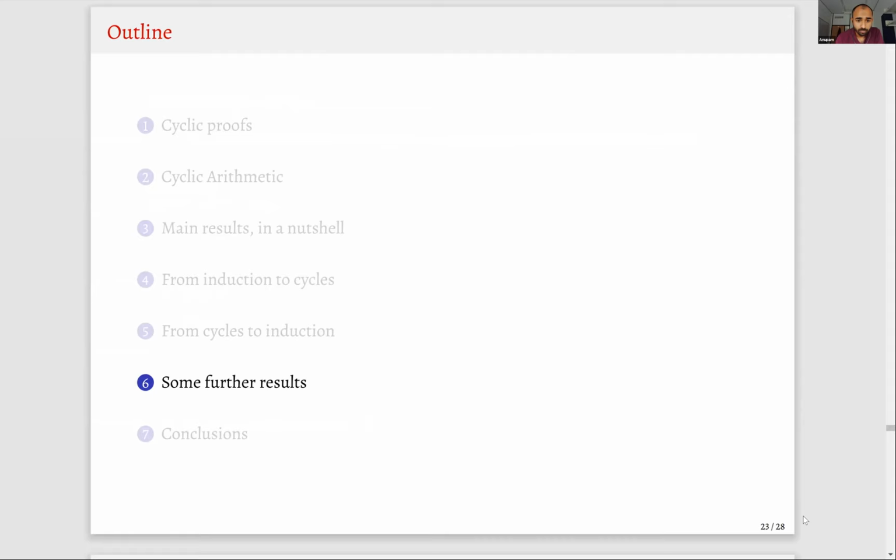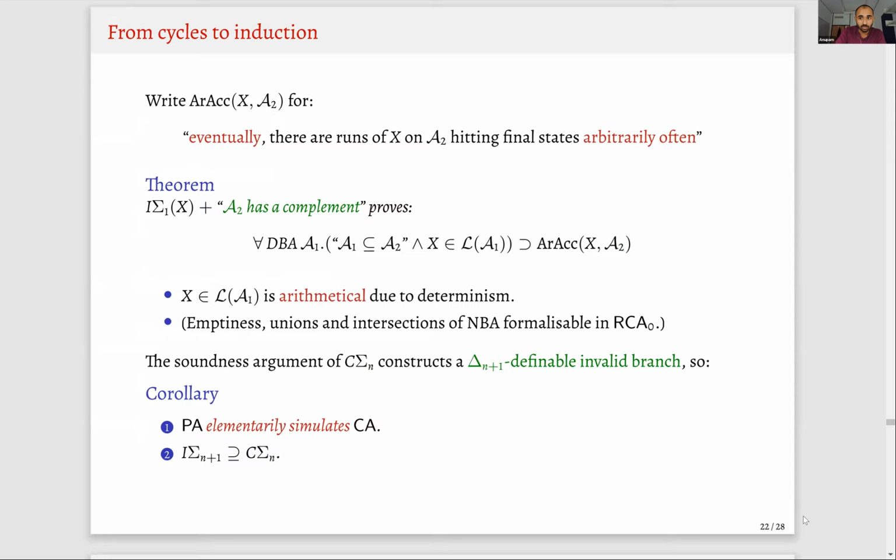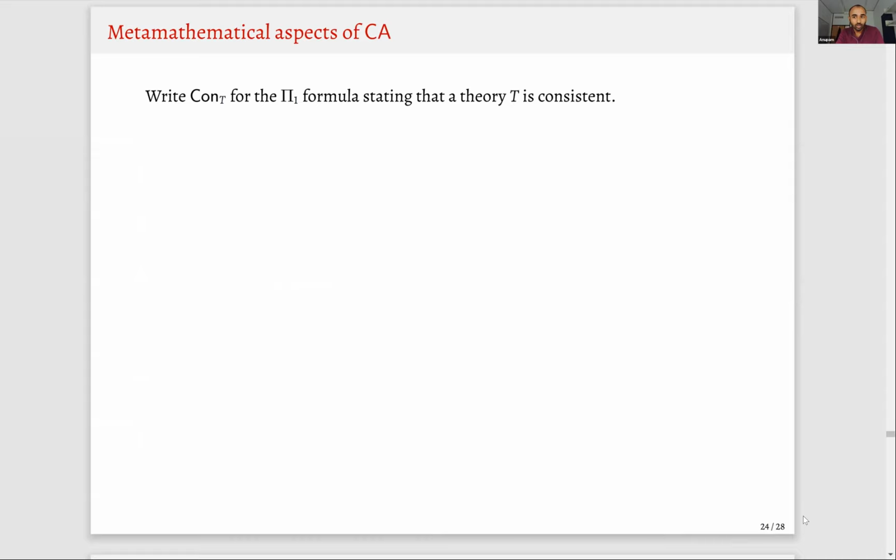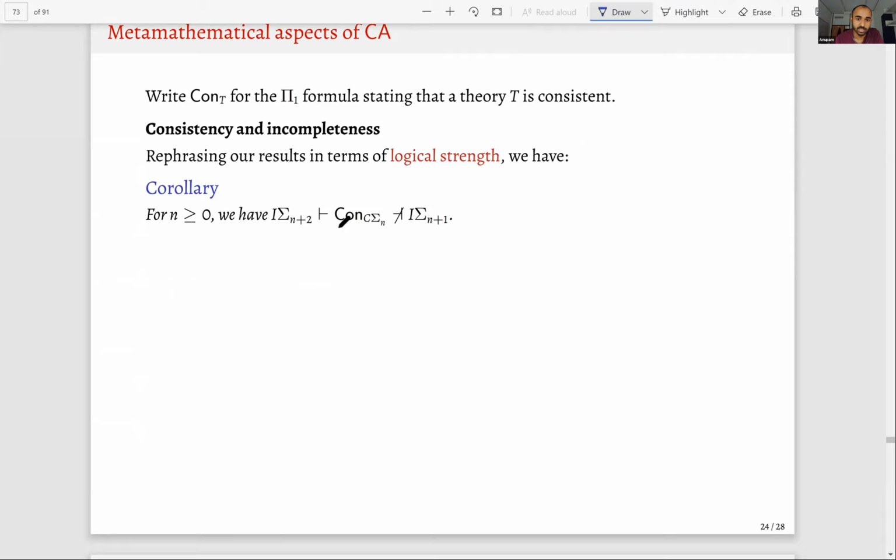So I just want to give some further results. Now, because we have a bit more uniformity in this, we actually gain a metamathematical account of the theory of cyclic arithmetic. Now, that might be meaningless to some people, but what I do want to do is give an application of that, which could be interesting in its own right. We can show that the consistency of cyclic reasoning is bounded below and above by I sigma n plus one and I sigma n plus two. This follows by just formalizing the results of this work. So this really gives us a sort of reverse mathematical account of the strength of cyclic reasoning.